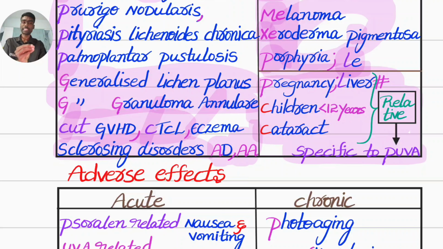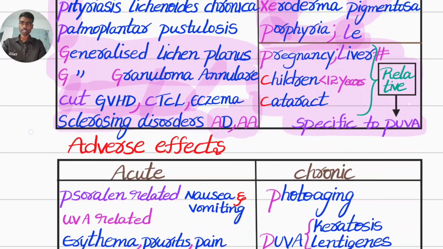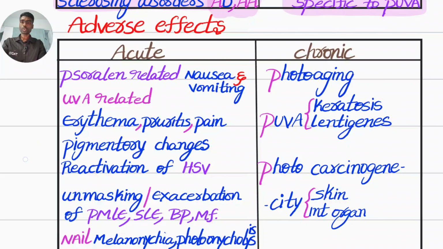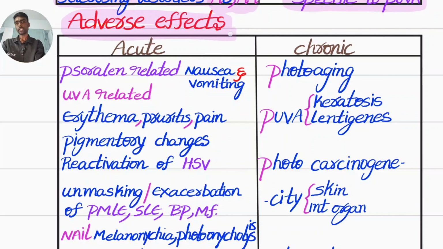UVB is somewhat safer than PUVA because in narrowband UVB, that narrowest band of wavelength has very little potential of causing side effects. That's why we use that narrowest band. Here in PUVA, so many side effects are there, and it is relatively not as safe compared to narrowband UVB. So adverse effects will also be more severe in PUVA. The mildest form will be there in narrowband UVB. Mild photoaging, and photocarcinogenicity is also very low in narrowband UVB.